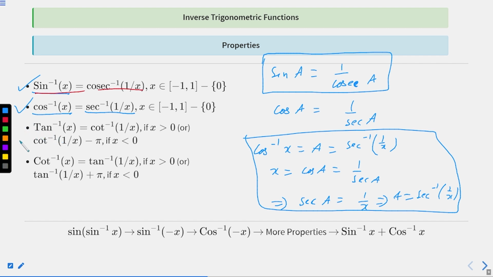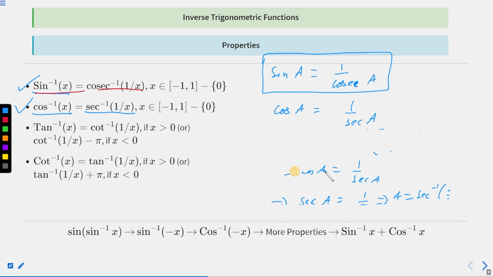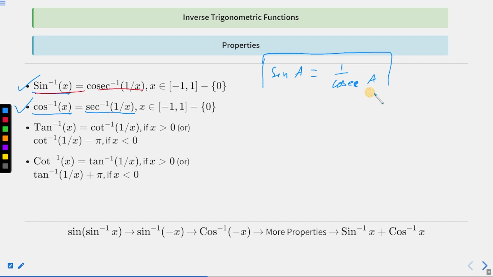For tan inverse you can also do it without facing any difficulty. I am leaving the remaining ones to you, so that you can try by yourself and get a better idea of how trigonometric functions and inverse trigonometric functions work. Okay, let's move to the next.